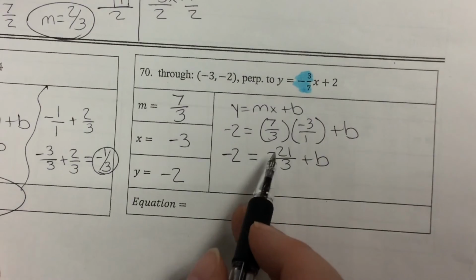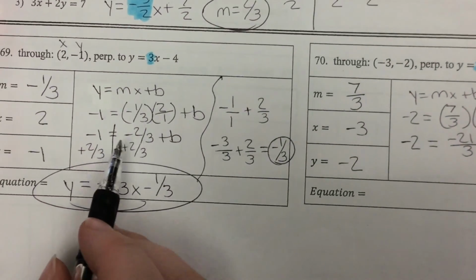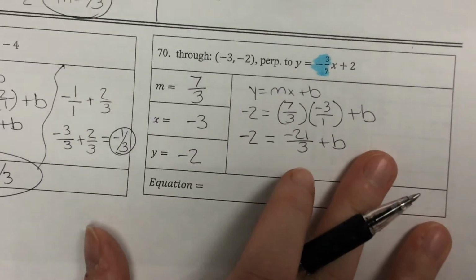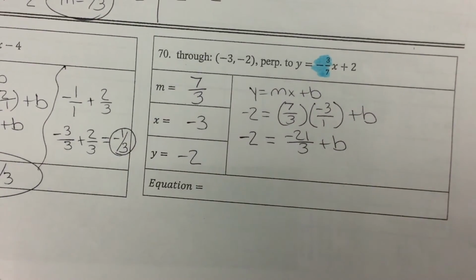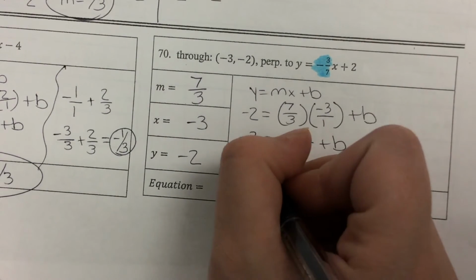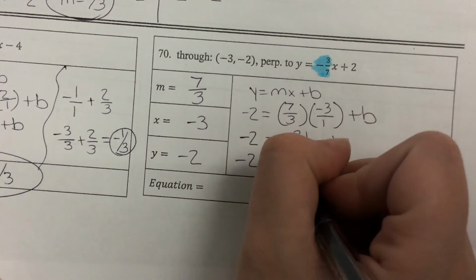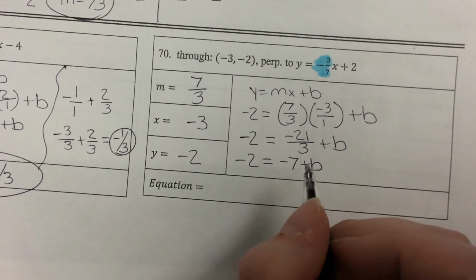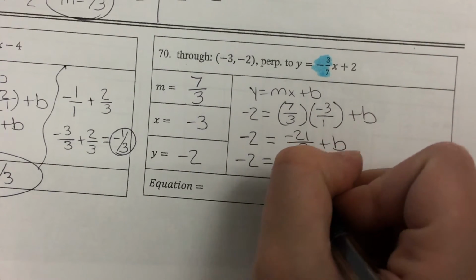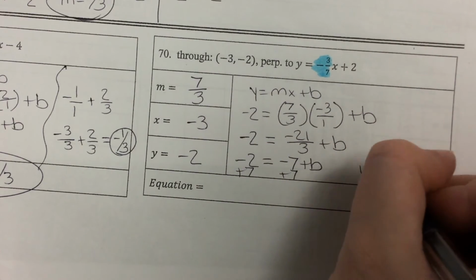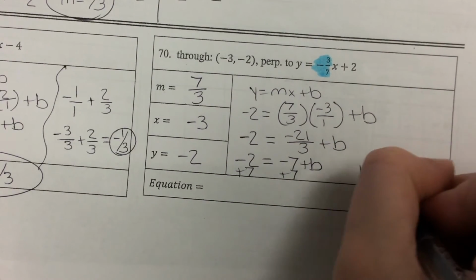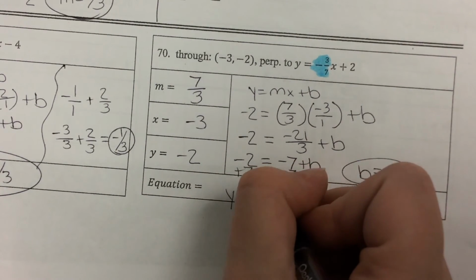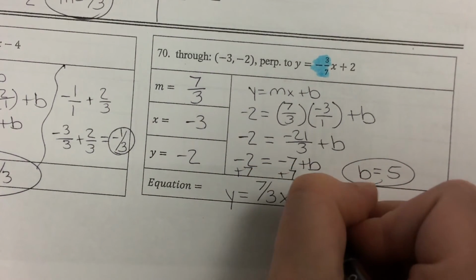Now, a lot of you, like before, are going to go ahead and try to add this fraction. And I mean, yes, that makes sense. But this one works out nicely because we can divide -21 by 3, and that comes out to be -7 plus b. Much easier to add a whole number rather than a fraction. So +7 plus 7, and b equals 5. All right, so our new equation is y equals 7/3 x plus 5.